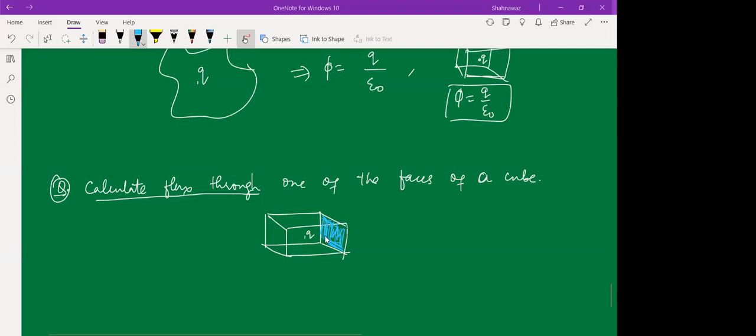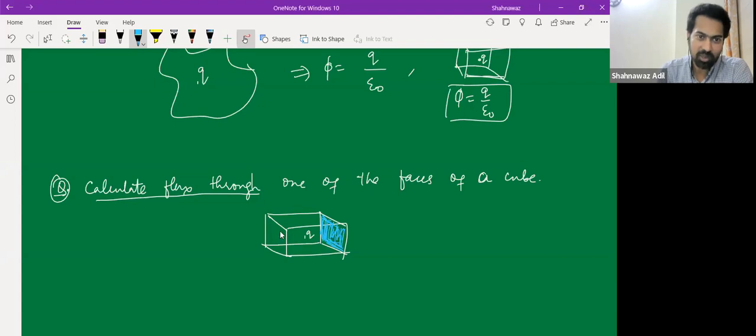Okay. So I was talking about this question, that we have to calculate the flux through one of the faces of a cube. We have this one cube, and we have to calculate the flux through, let's say, this face. We can have this upper face, this bottom face, this front, this back, but we want to calculate the flux at one of the faces. Okay, what do we know, Saad?